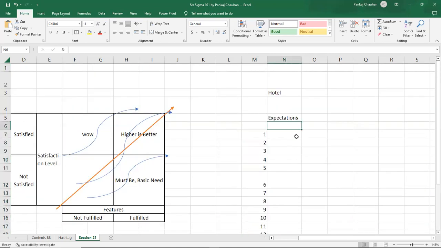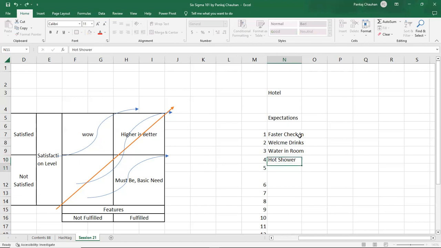So in these requirements, first and foremost, probably when you enter the hotel, you will look for the faster check-in. Maybe you are looking for the welcome drinks. Maybe you are looking for the availability of water in the room, right? Maybe you are looking for the hot shower when you are entering into the hotel. Probably you will be looking for a comfortable bed. Then maybe you are looking for tea or coffee availability inside the room. Maybe you are looking for the room service.